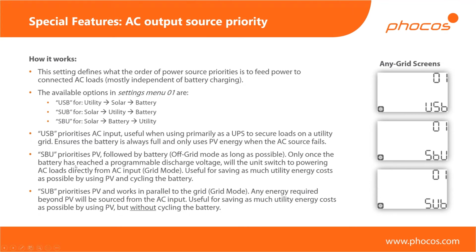Sorry, the order is switched around here, but SBU means Solar Battery Utility. So again, you're prioritizing solar first, but then you're also discharging your battery to a certain extent, and only using your AC source once your battery has reached a certain set point. And this is basically now your priority is no longer to keep your battery full at all times in case of a power outage, but rather to actively utilize your battery to further decrease your power cost.